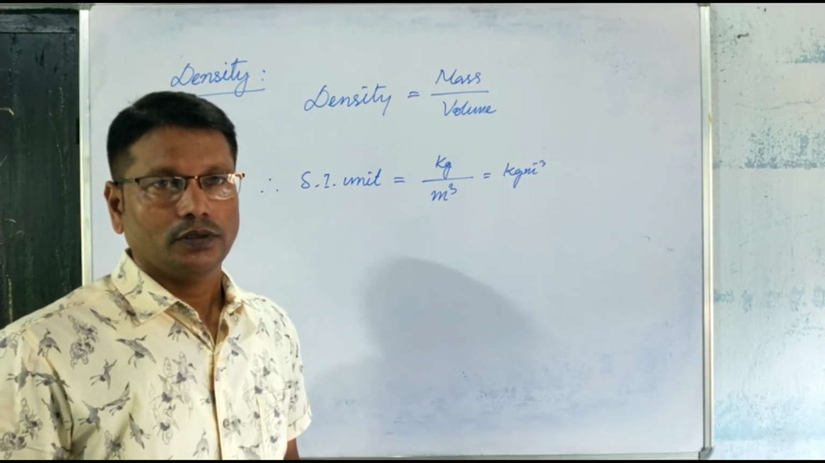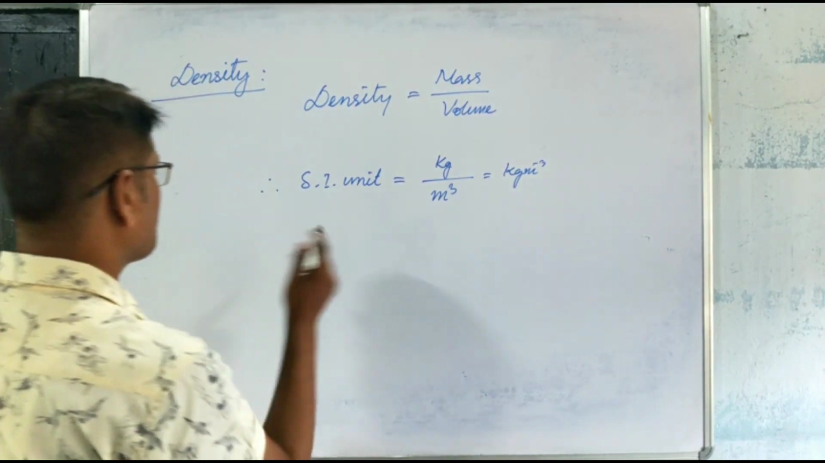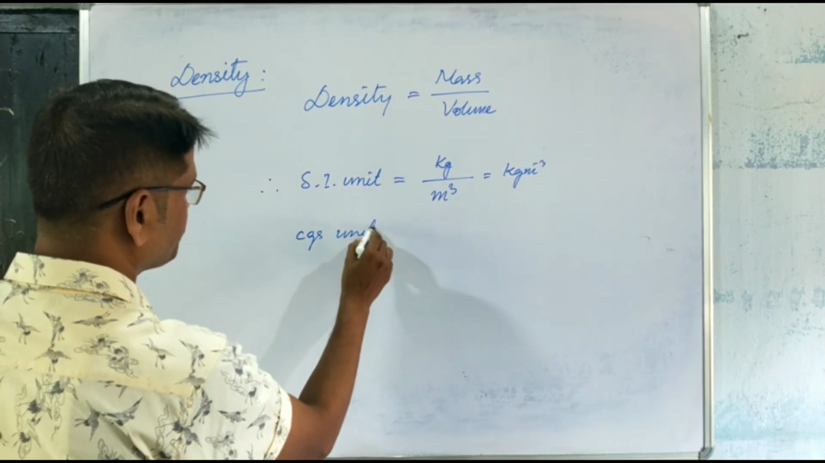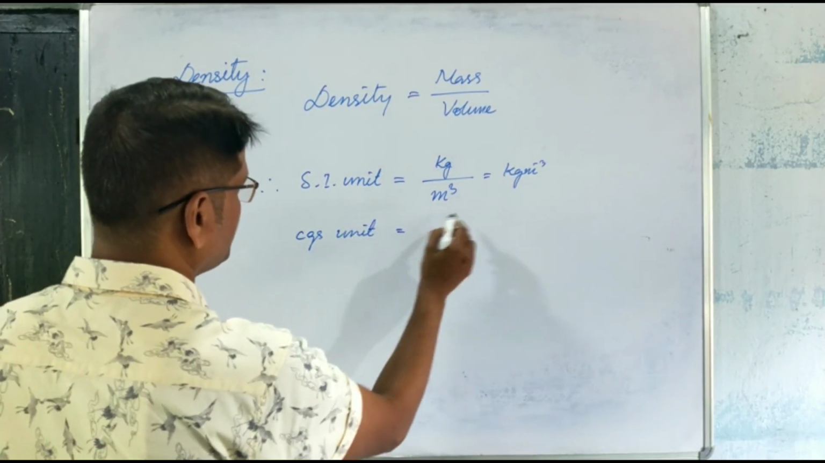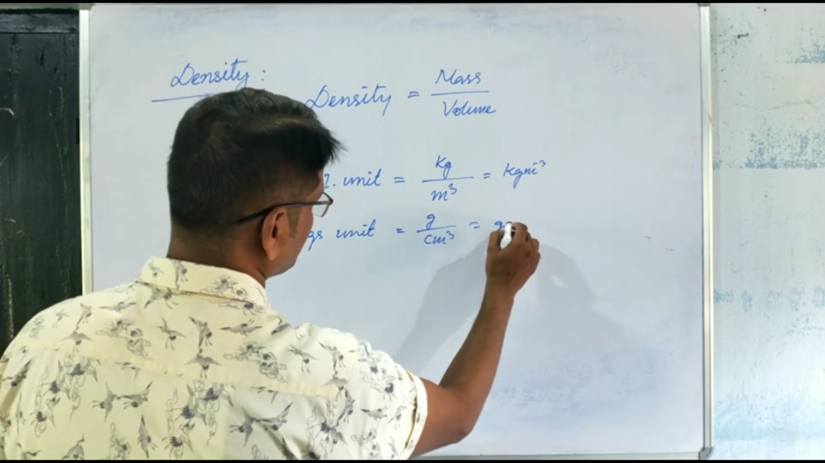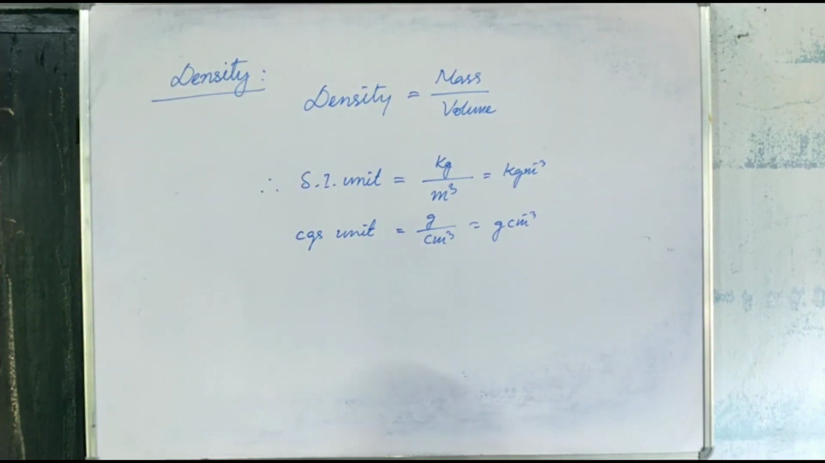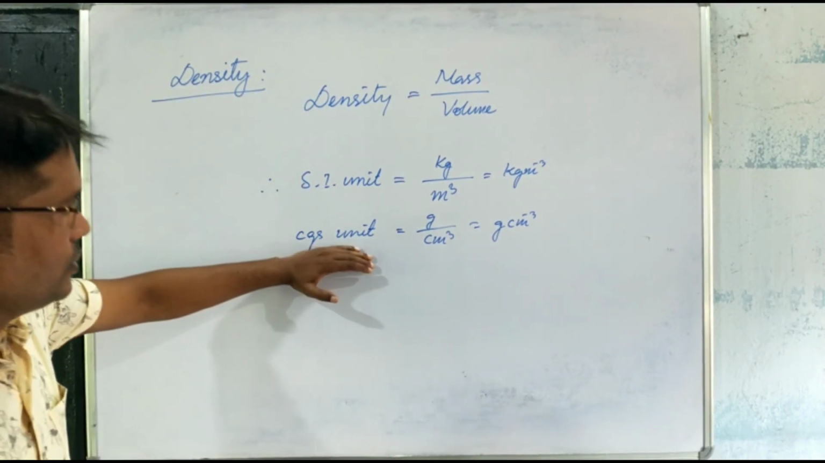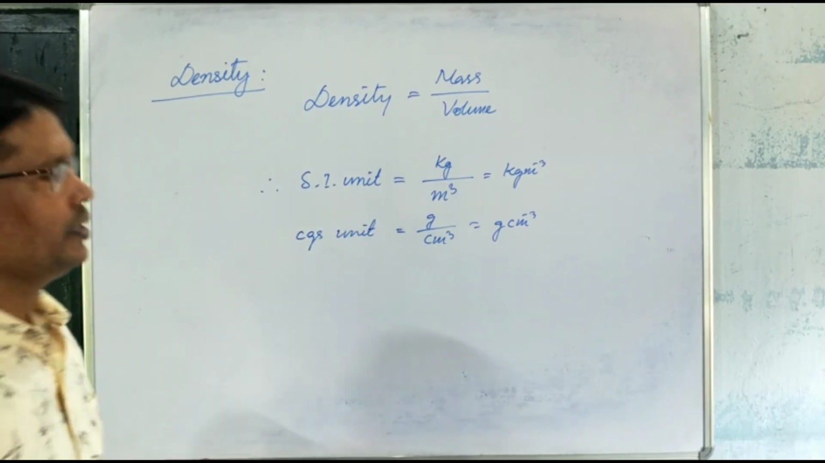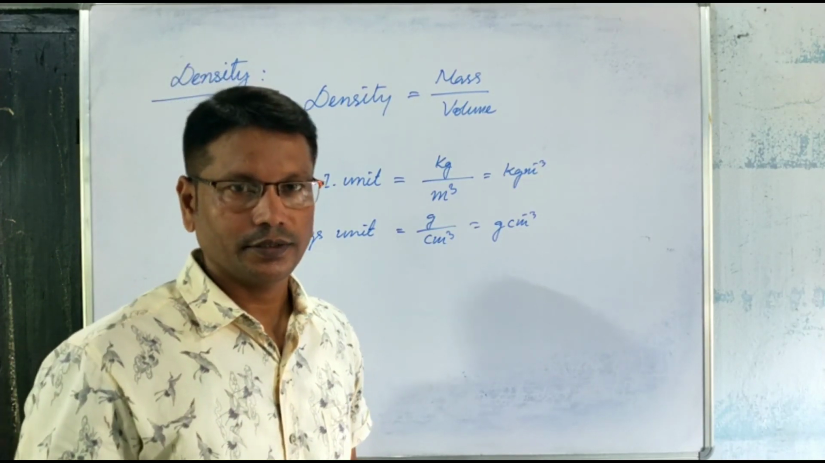But sometimes we use CGS unit also. So CGS unit is gram per centimeter cube. It is also written in this way, gram per centimeter cube. Okay? So it is CGS unit and it is SI unit. So this way unit of density is expressed.